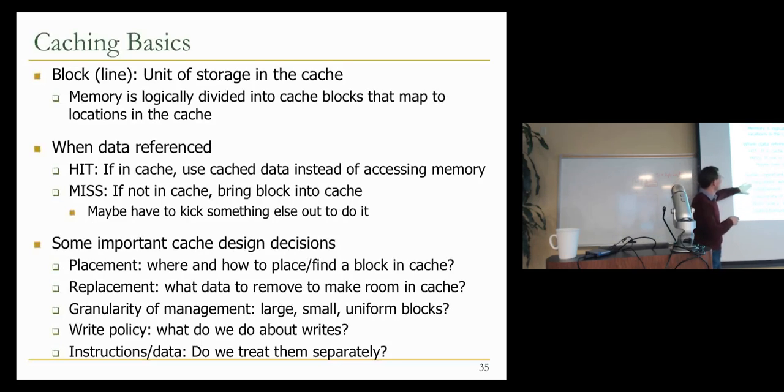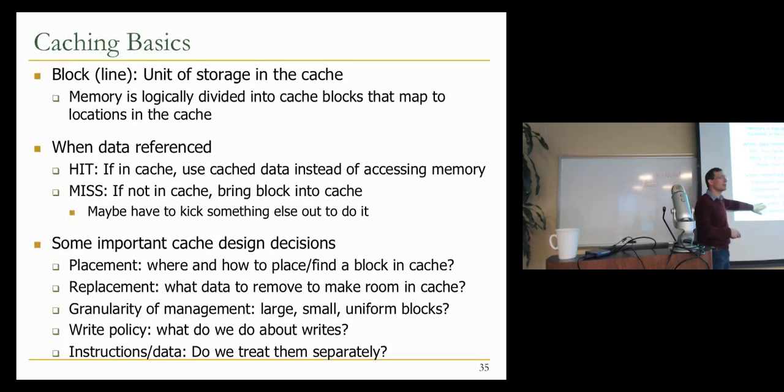Okay, so placement is a basic decision. Where do you place the block in the cache, and how do you find the block in the cache? Replacement, again, this is something that a cache designer needs to decide. What data to remove to make room in the cache, if this is an issue? Granularity of management: do you have large blocks, small blocks, uniform blocks? Usually most caches have uniform blocks, but even that design decision can be questioned. And we'll talk about the advantage and disadvantage of these large and small blocks.